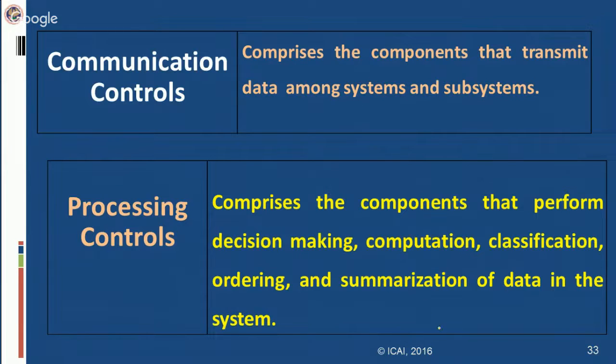The processing controls. This comprises the components that perform decision making, computation, classification, ordering and summarization of data in the system. That means when the processing is being done, some input has been received, and the processing part would involve the computation, classification, ordering. At the processing also, some controls need to be put in place.